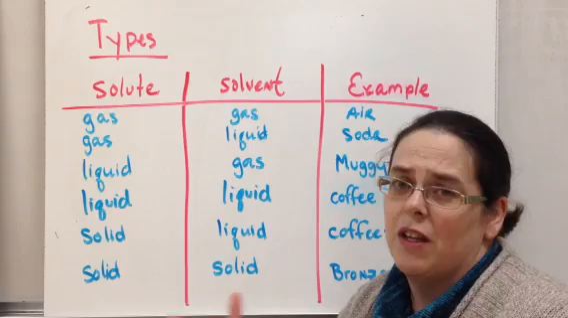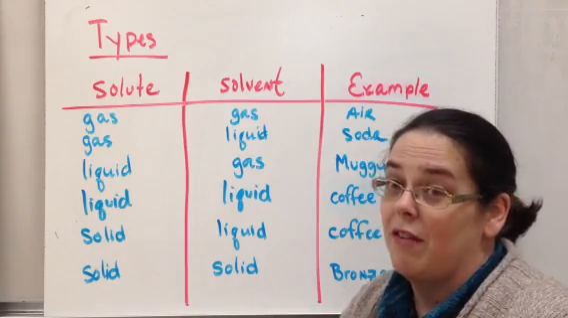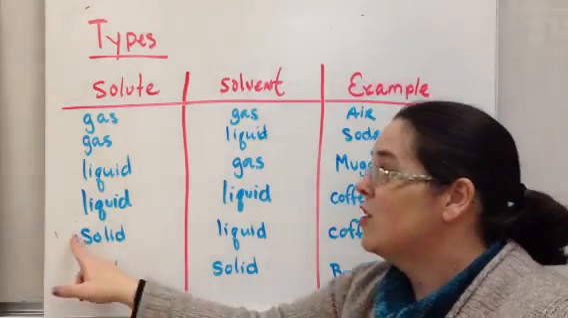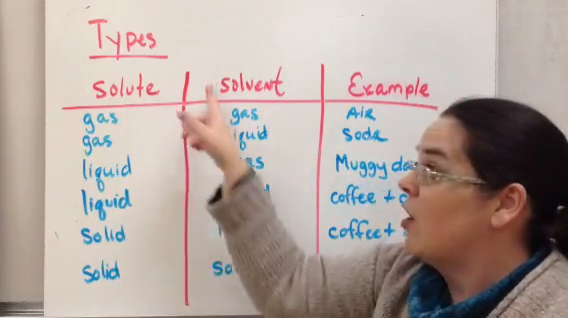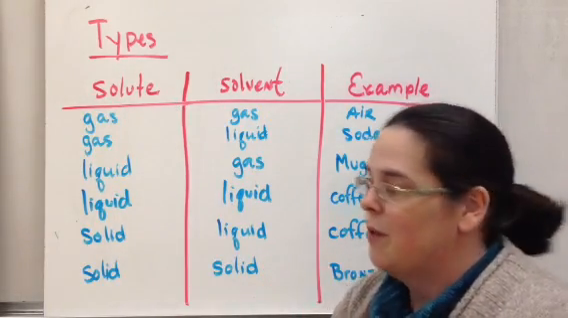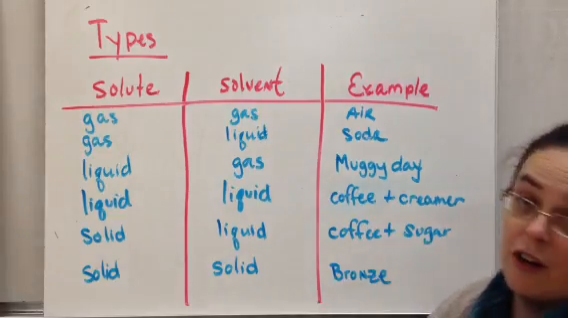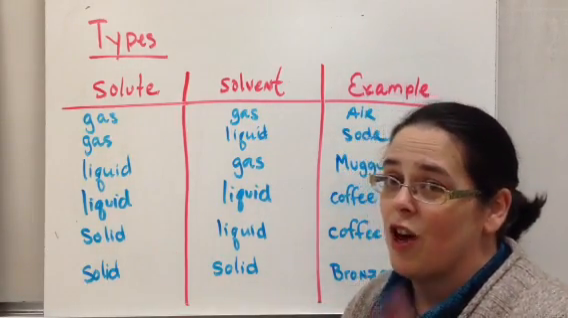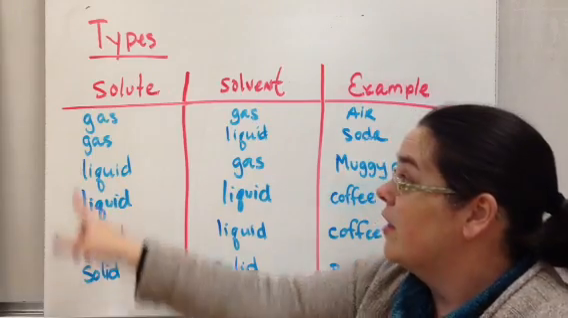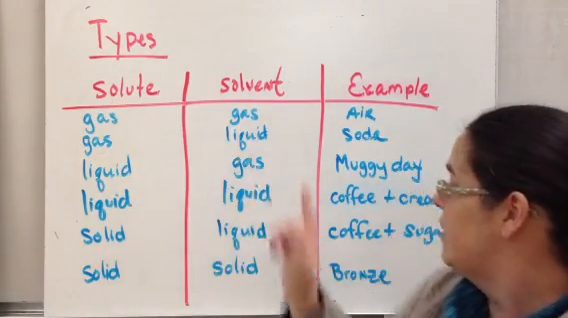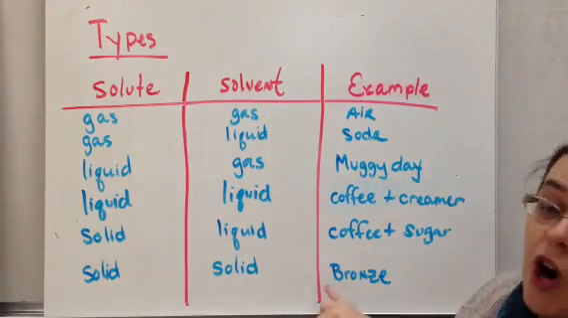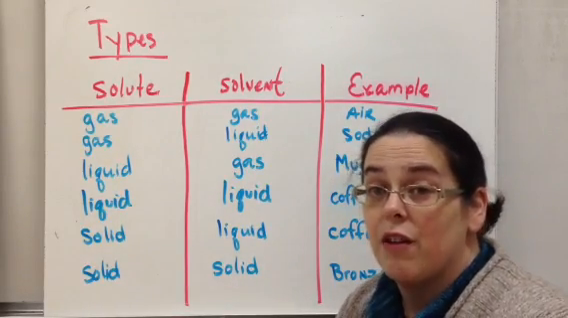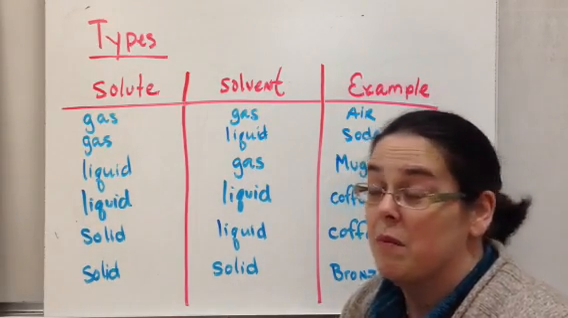We're all familiar with liquids and liquids, so an example of that, one of my favorites, is coffee and my creamer. Solid solute and a liquid solvent. Another great example, coffee and sugar. I like coffee, sugar, and creamer, but you might just like coffee with sugar. Solid solute, solid solvent. An example of that is bronze. Bronze is made up of tin and copper together. Together they make bronze. So that is a mixture.